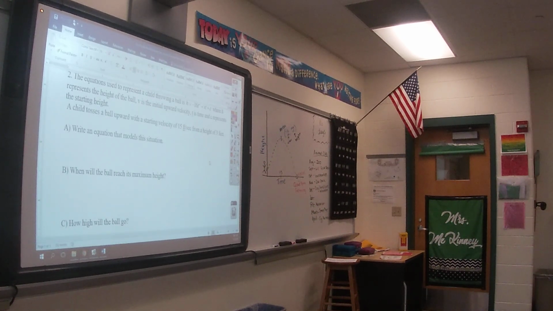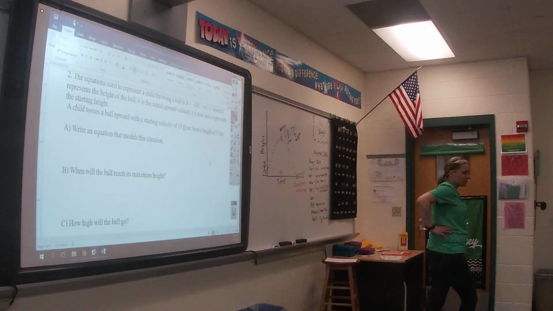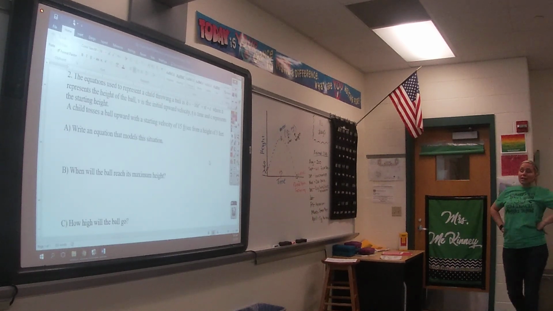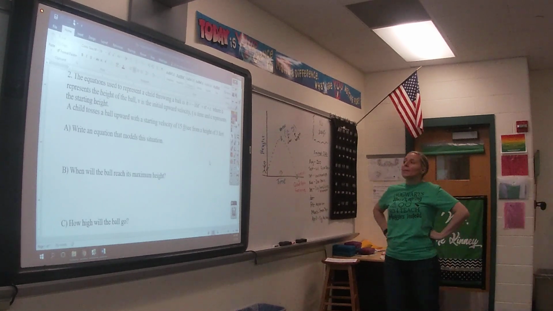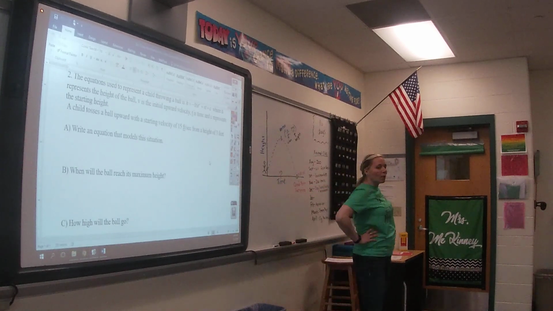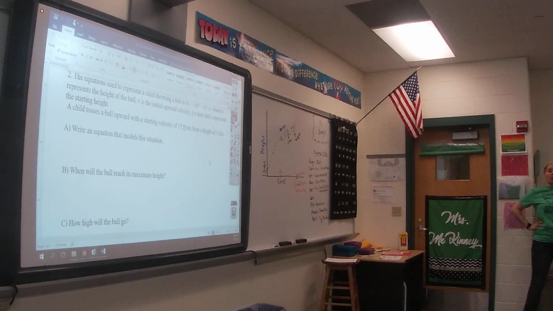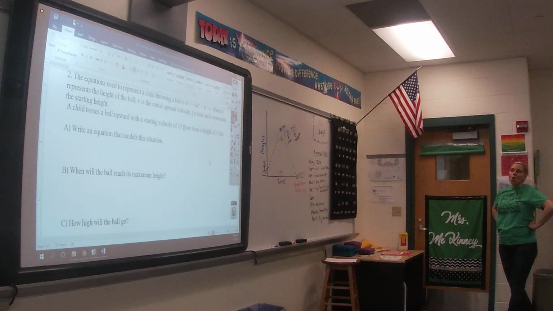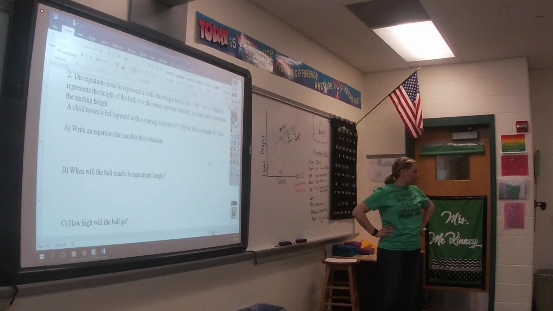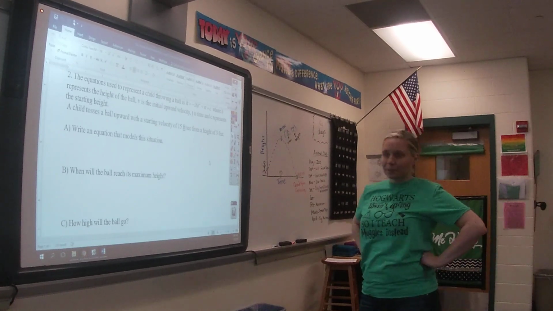Okay, so the equation used to represent a child throwing a ball is this. We could fill in different values. That's our equation, where h represents the height of the ball, v is the initial upward velocity, t is time, and c represents the starting height. This is very much like the problem we saw yesterday where we had to fill in the values we didn't know. A child tosses a ball upward with a starting velocity of 15 feet per second from a height of 3 feet. We first need to write an equation that will model this situation.